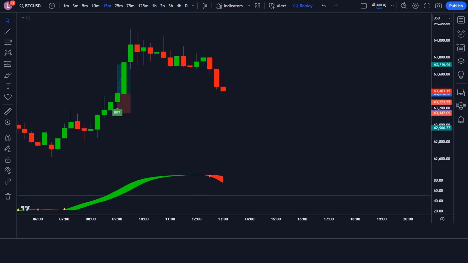I hope you must have liked this trading setup and strategy. If not, then it doesn't matter. We are going to see examples of some trades, so that you will definitely understand that.